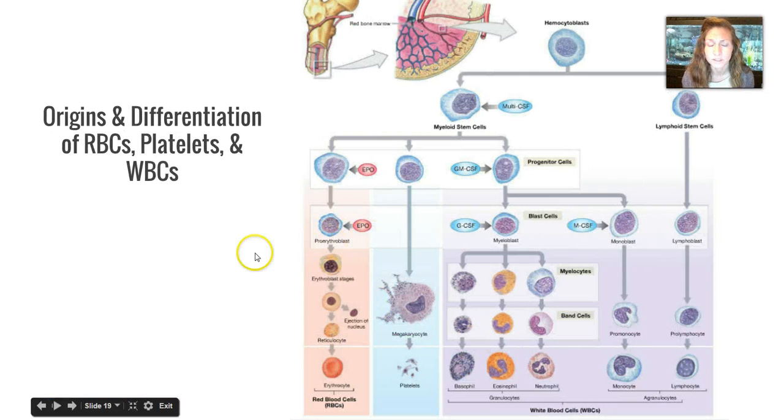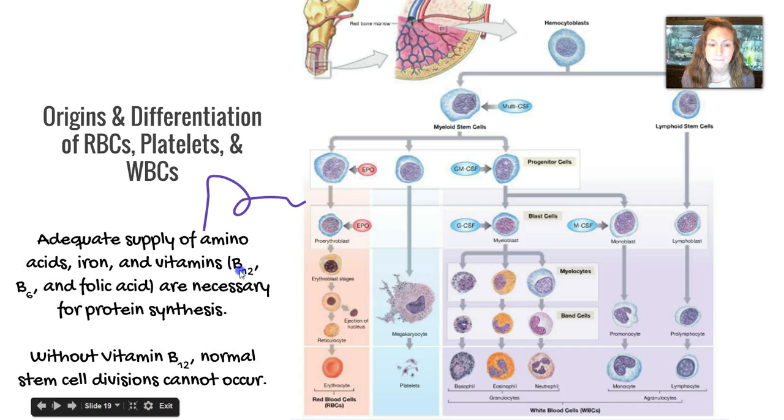Finally, origins and differentiation of red blood cells, platelets, and white blood cells can be seen in this diagram. This side over here, these myeloid stem cells, bring us over to the branch of red blood cell maturation. And this is something we'll cover a little bit more in class. Later on, we will also cover the maturation of different white blood cells that are shown over in this region. So we'll cover this a little bit more in class.